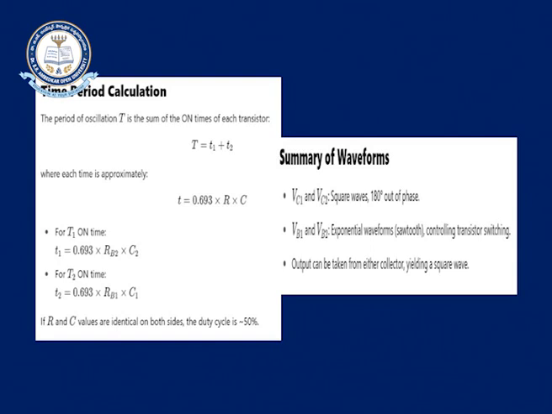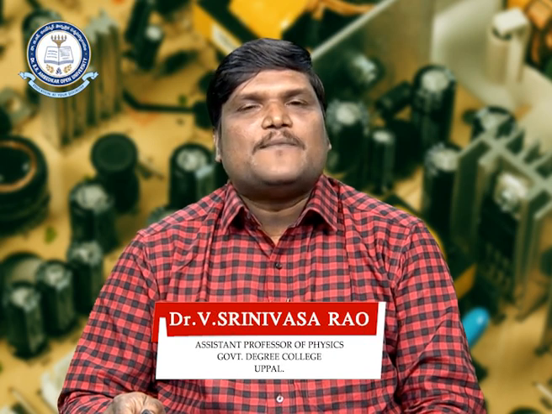What is the summary of the waveforms? For the 4 waveforms we have represented, which are related to the astable multivibrator: VC1 as well as VC2 are square waves which are 180 degrees out of phase, not in phase. The base voltages VB1 as well as VB2 are exponential waveforms which give you a sawtooth wave, and which control the timing. The output of the collector voltage is taken from the collector and yields a square wave. These are the different waveforms to be observed from the diagrams.